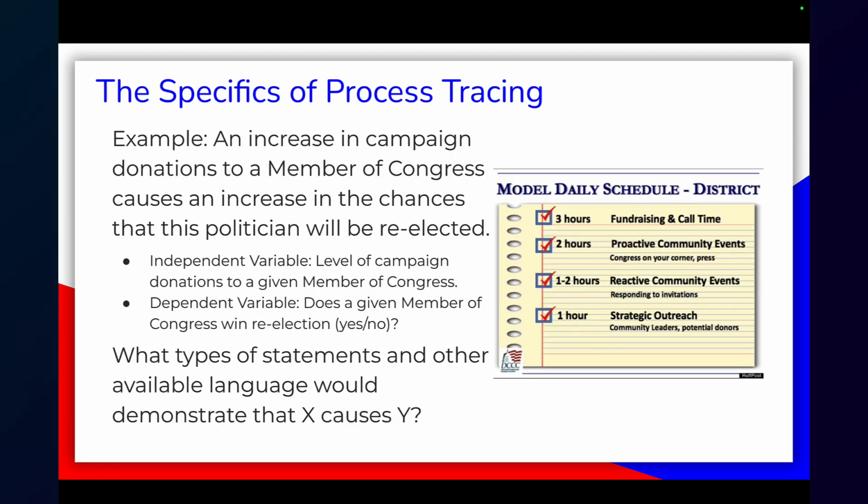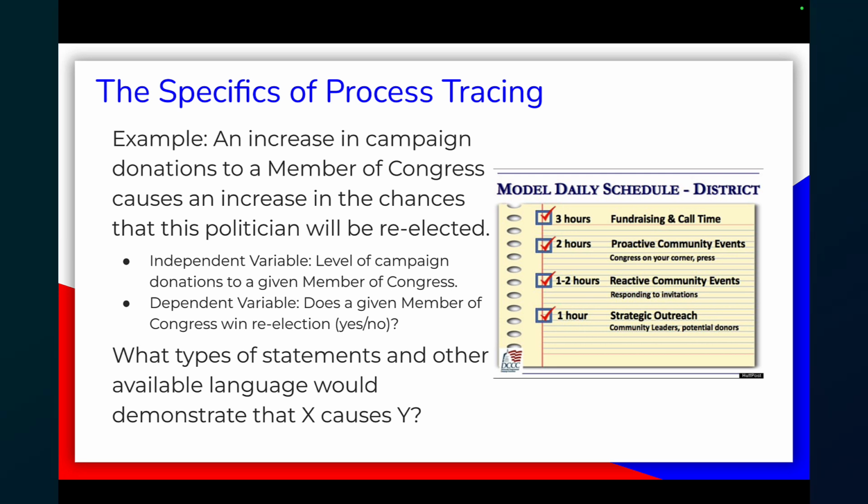I'll give you an example here. Let's say that my theory is that an increase in campaign donations to a member of Congress causes an increase in the chances that this politician will be elected. And there's a lot of good evidence to suggest that the more money you have, the more likely you are to get reelected. So our independent variable is the level of campaign donations to a given member of Congress, and our dependent variable is whether a member of Congress wins reelection, yes or no.